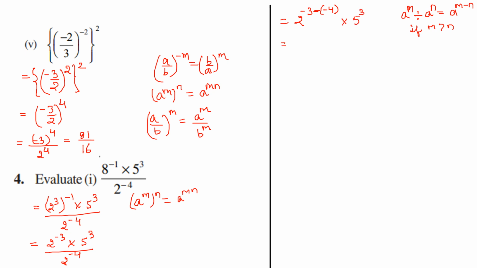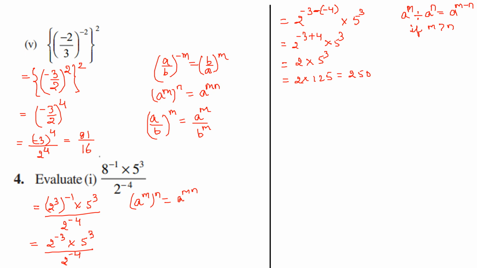So let's solve it. 2 to the power minus 3 plus 4 into 5 cube. And minus 3 plus 4 means it will give the power of 1. So it will remain 2 only. So 2 into 5 cube. 5 cube is 125, and if you multiply you will get 250.